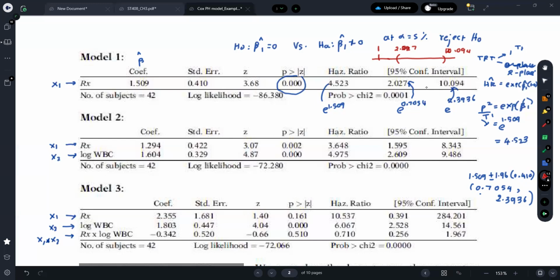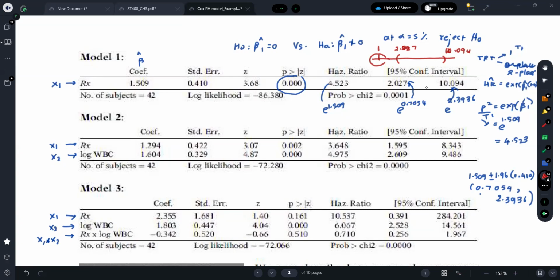So if your hazard ratio is close to 1, that means there's no significant difference in the hazard. But here 4.5, when the confidence interval is from 2 point something to 10 point something, clearly 1 is not inside the interval. So 1 not being inside the interval clearly says that this hazard ratio is significant. If your confidence interval for the hazard contains 1, that means the hazard ratio is not significant, and it will usually be close to 1. So there's no significant difference in the hazards between the two groups. But in this case, the confidence interval does not contain 1. That means at 5% alpha, this hazard ratio is significant, and the hazard is 4.5 times between the two groups.